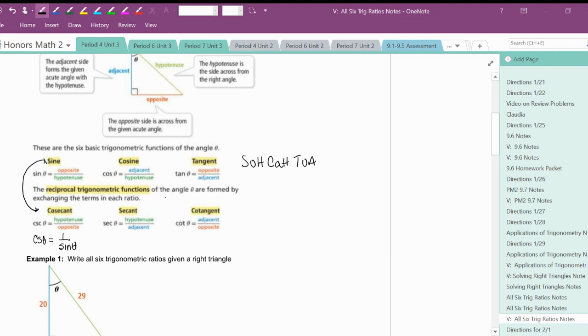And cosine and secant are reciprocals of each other. So the secant of an angle is 1 over the cosine of that same angle. And then our tangent and cotangent. So cotangent would be 1 over the tangent of that same angle, or the reciprocal.